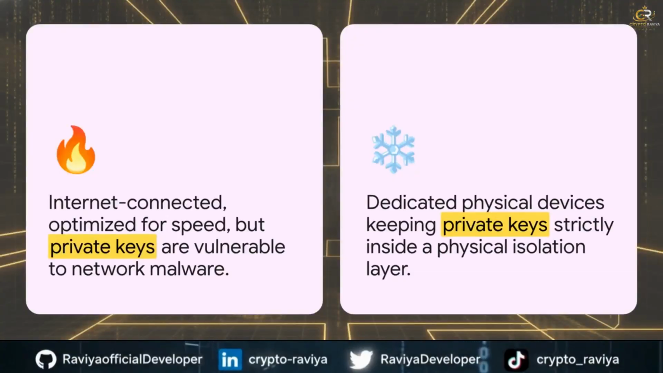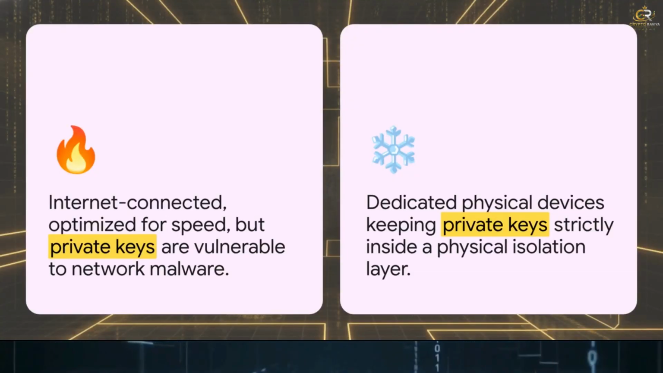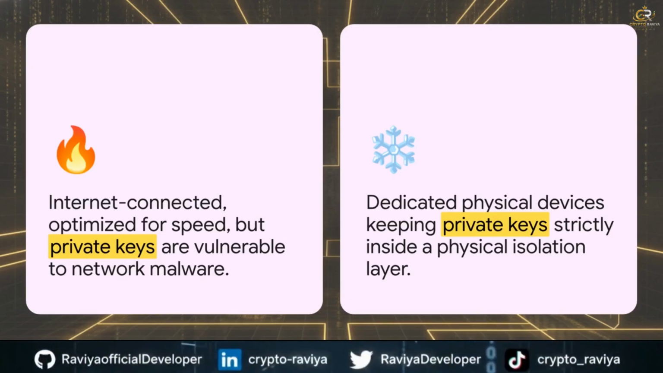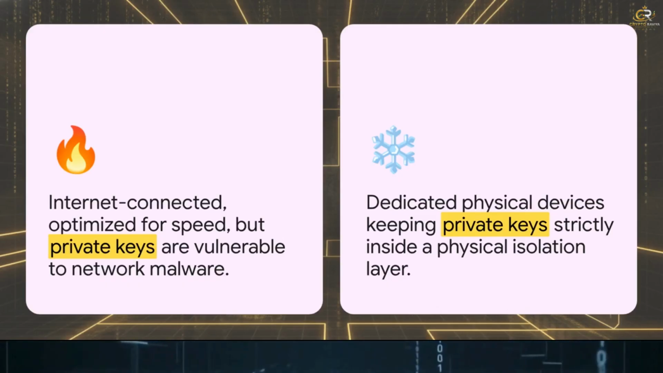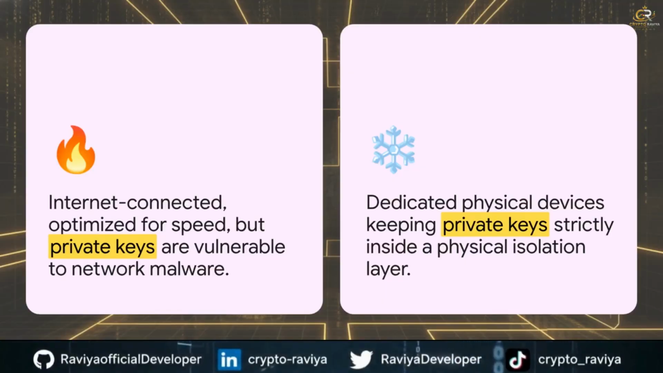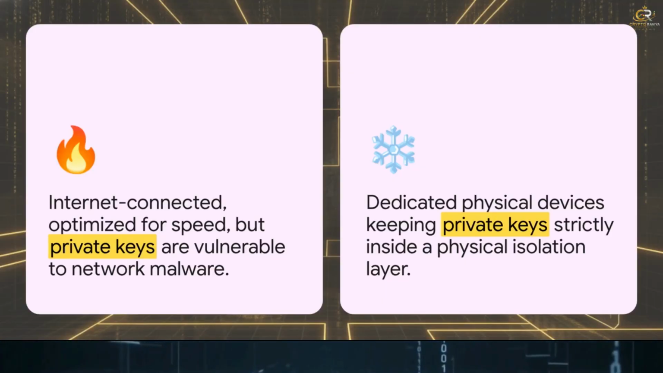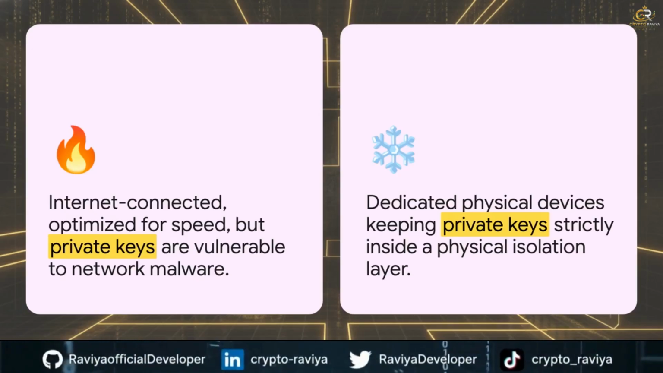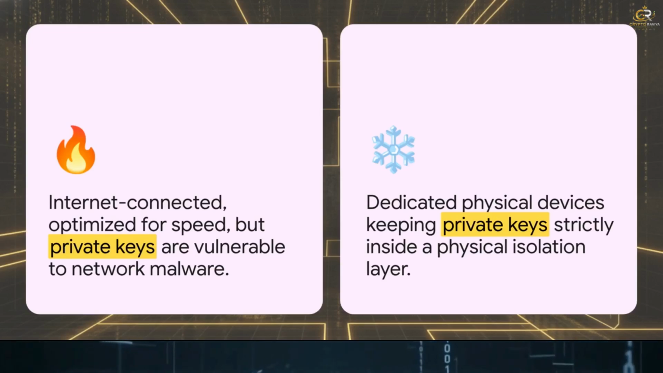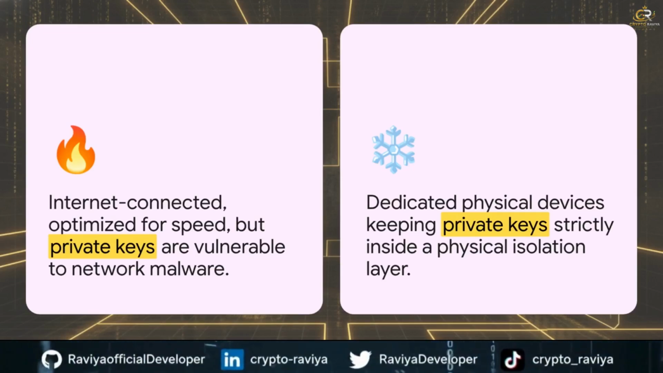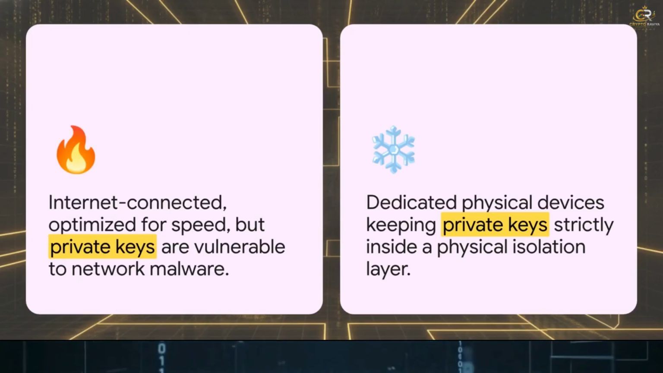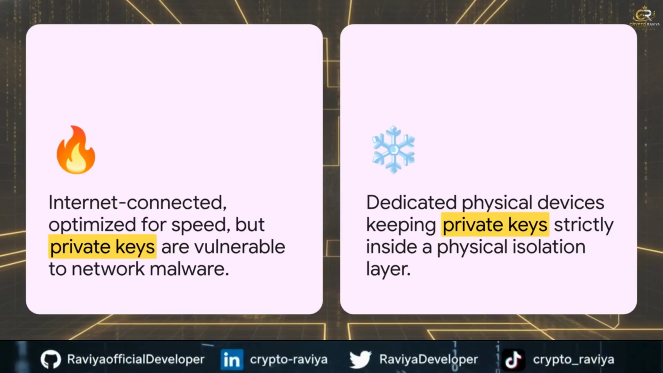Just take a look at the crisp contrast between these two operational environments. On one side, we've got our hot wallets, optimized for speed, but as we saw, vulnerable to network malware. On the other side, cold storage, hardware wallets like a Ledger or Trezor. These are dedicated physical devices, and they're often packing military-grade EAL 5+ secure element chips. The foundational, absolute rule of cold storage is that your private keys are generated inside the device, and they never ever leave that physical isolation layer. Even if you plug it into an infected, totally virus-ridden computer, your keys stay safe behind a digital air gap.